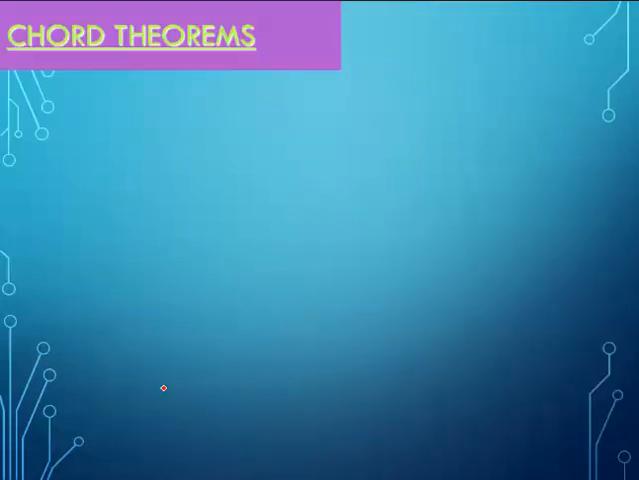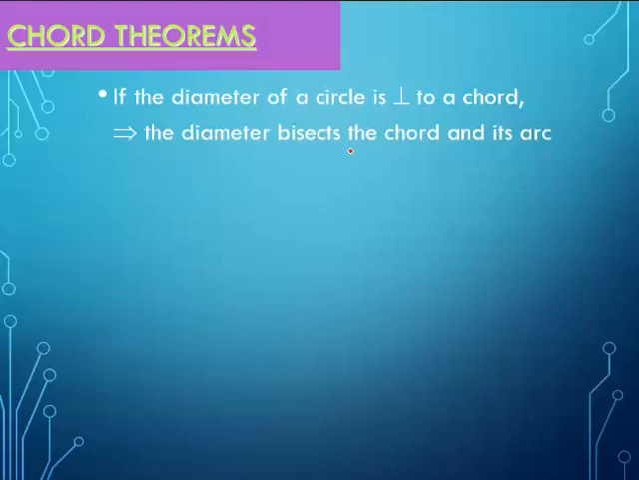Okay, here's another chord theorem. Remember, a diameter is a chord. If a diameter of a circle is, what does this symbol mean? Perpendicular. If the diameter of a circle is perpendicular to a chord, then the diameter bisects the chord and its arc.